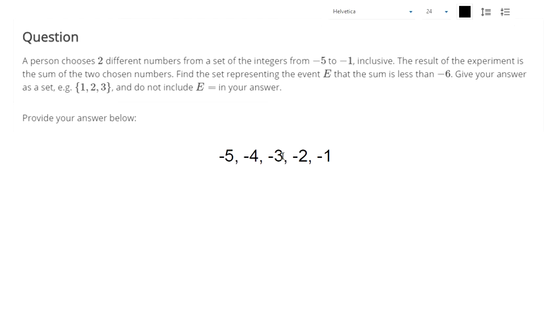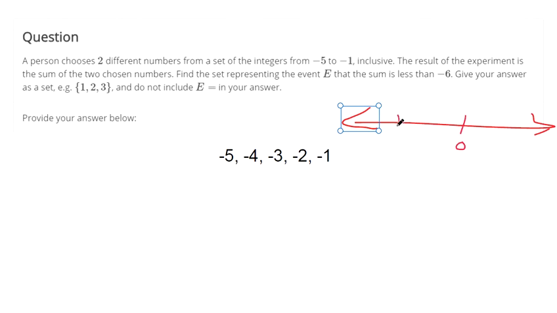The result of the experiment is the sum of the two chosen numbers. So find the set representing the event E that the sum is less than -6. To be less than -6, just remember it's backwards in negative land, right? Here's -6. To be less than -6, you can't equal -6. It's got to be at least -7 or -8 or -9. Keep going further and further back.